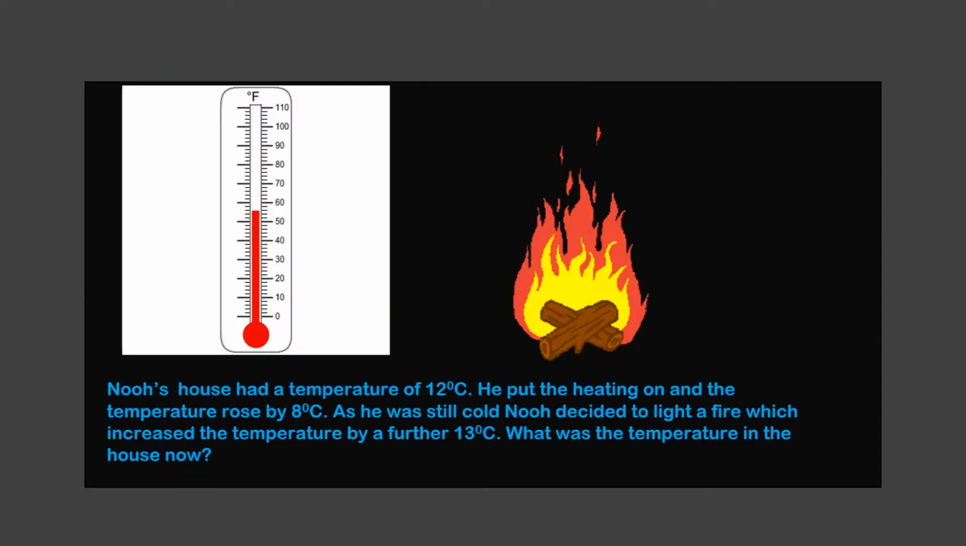Noah's house had a temperature of 12 degrees Celsius. He put the heating on and the temperature rose by 8 degrees Celsius. As he was still cold, Noah decided to light a fire which increased the temperature by a further 13 degrees Celsius. What was the temperature in the house now? So, how can we help Noah? Yes, we need to learn addition and subtraction of integers to solve these types of problems.